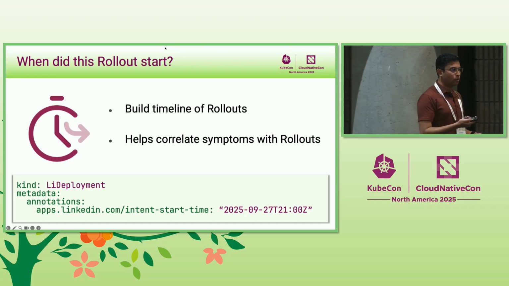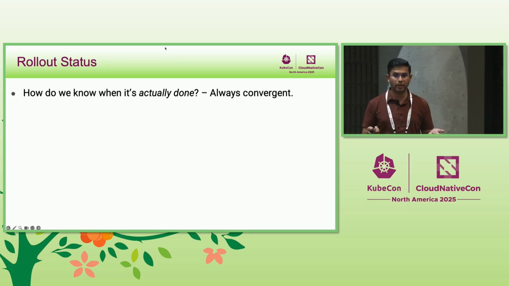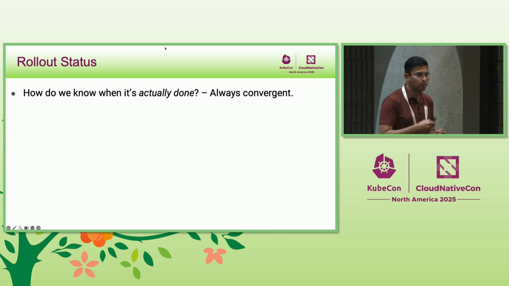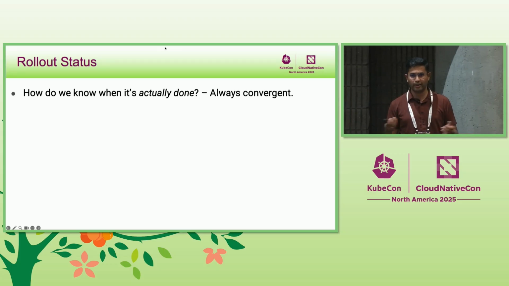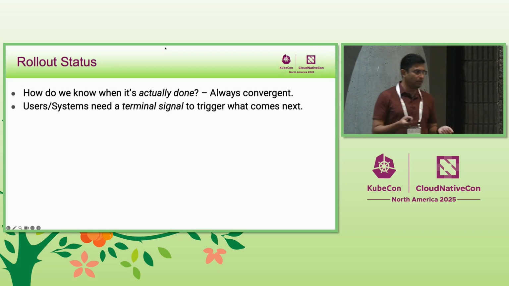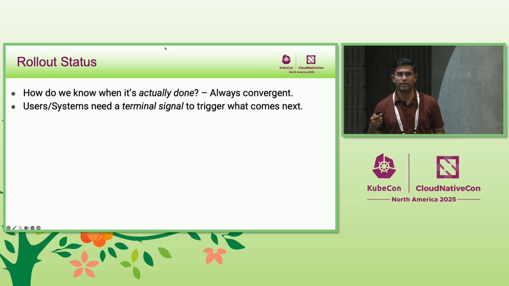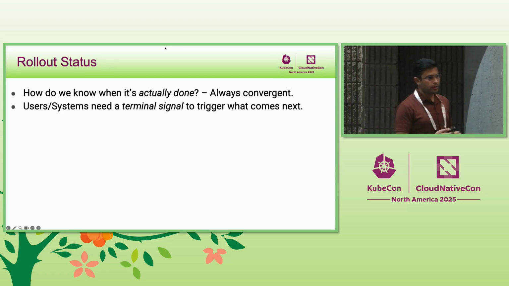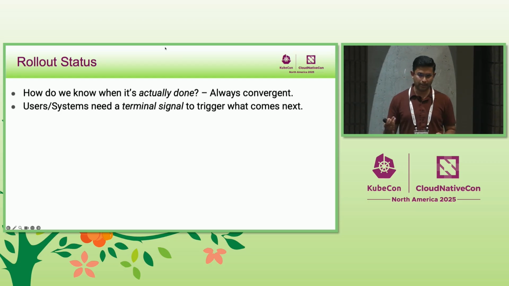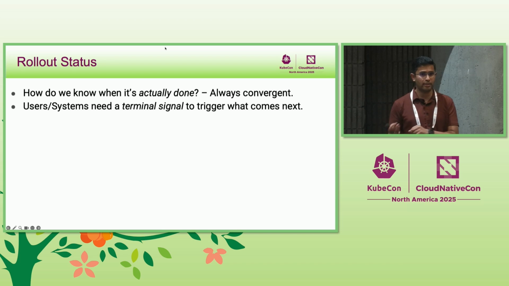With this, we can tell that the rollout started at X time, but how can we tell when it's actually done? Remember the problem that we started with, that Kubernetes is always converging. It's going to keep doing its job. Maybe the pods are crashing, they're not healthy, but it's going to say it's doing its job. But systematically, the users and systems need a clear terminal signal to trigger what comes next. Say if the rollout has failed, you might want to automatically roll back to reduce the impact. Or if it has succeeded, you might want to run some validation workflows that make sure that the new version hasn't introduced new regressions.